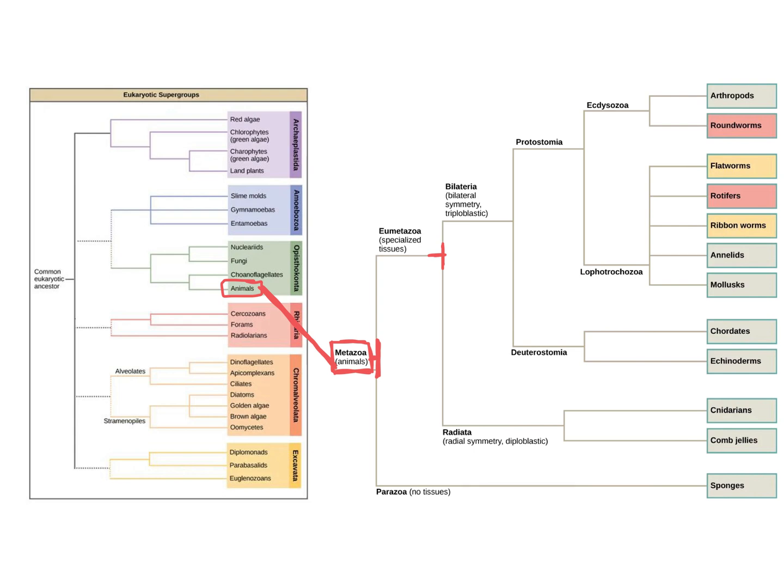If they have radial symmetry, we can then classify them as either cnidarians or comb jellies. If they have bilateral symmetry, we can classify them as protostomes or deuterostomes. If they are deuterostomes, we can then classify them as either chordates or echinoderms. If they are protostomes, we can further classify them as either ecdysozoa or lophotrochozoa.